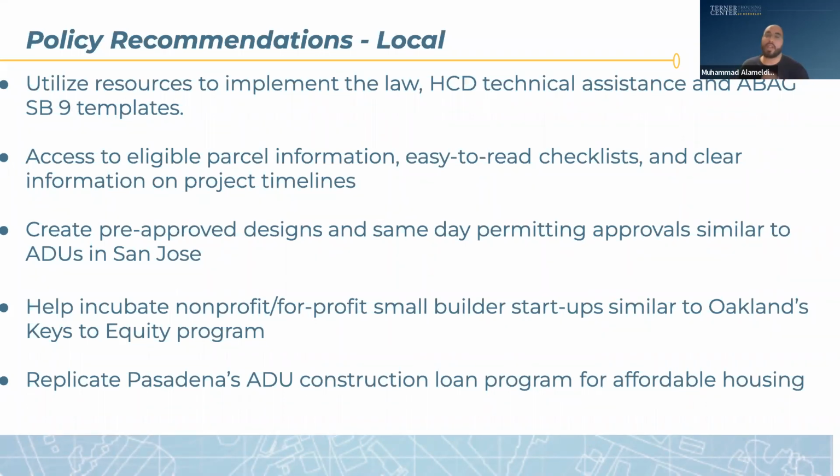At the state and regional level, we're giving the best tips, the best practices to the local level to adopt, which is something that you could advocate for your local communities. Access to eligible parcel information, easy to read checklists, and clear information on project timelines. If I'm going to spend money to invest into a lot split for my home that I live in, I want to know when this will be completed. I want to know what's necessary. I don't want to be hit with a random fee. And this is what's really impacting why people aren't adopting this law or using this to build more housing.